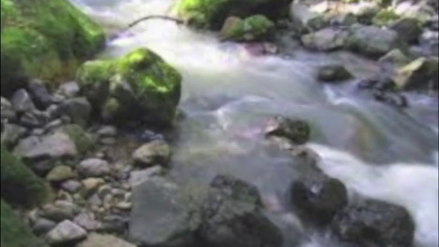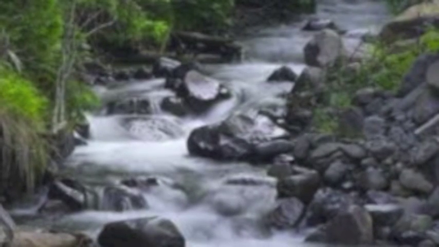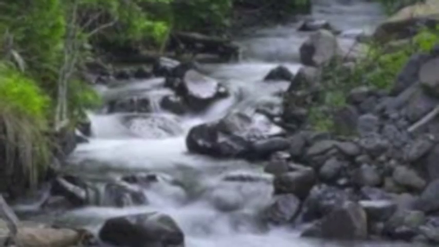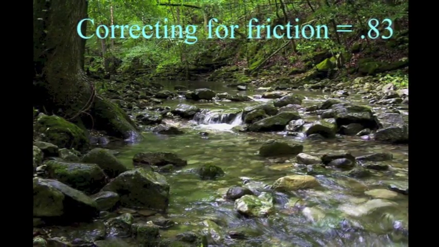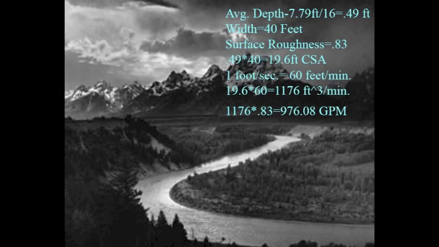The only other factor that we'll have to take into consideration for the calculation that we'll do later on is the bottom of the stream. And in the hydro industry, the commonly used factor for that is 0.83 to correct for friction. Using our depth measurements, we then convert those to feet and add them up. Depending on how many data points you took, you divide by that number, which gave me an average depth of 0.49 feet.